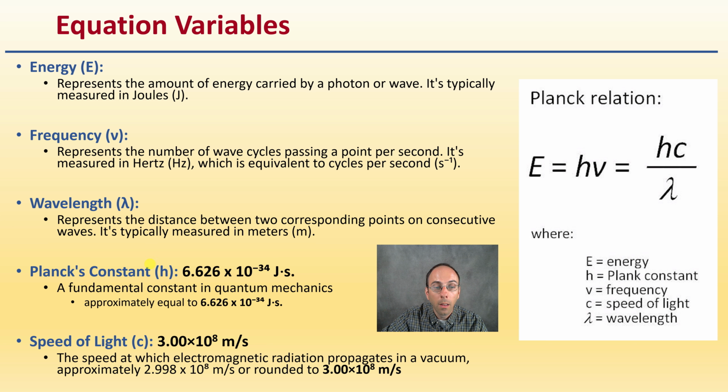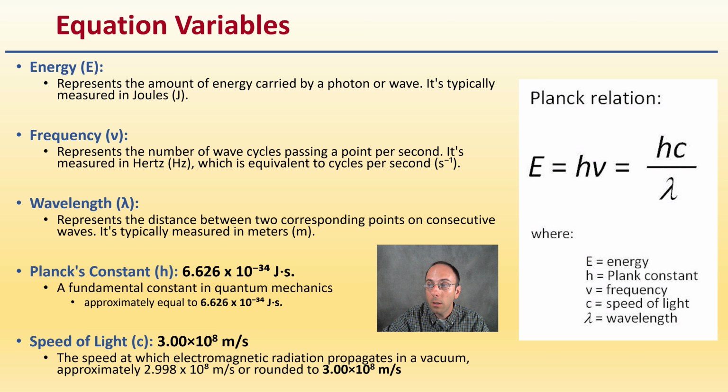Planck's constant, 6.62 times 10 to the negative 34th joule-seconds, is a fundamental constant in quantum mechanics. And then the speed of light, 3.00 times 10 to the 8 meters per second, is the speed at which electromagnetic radiation propagates in basically a vacuum. We typically round that number, and the one in bold here is the one we typically use.